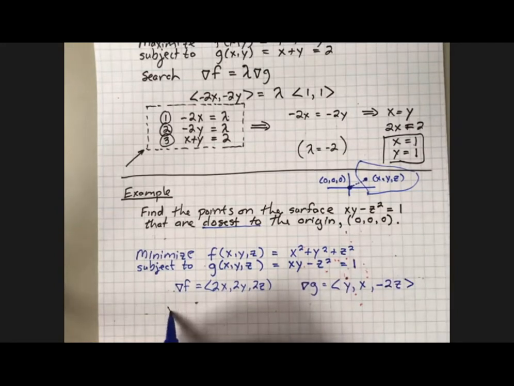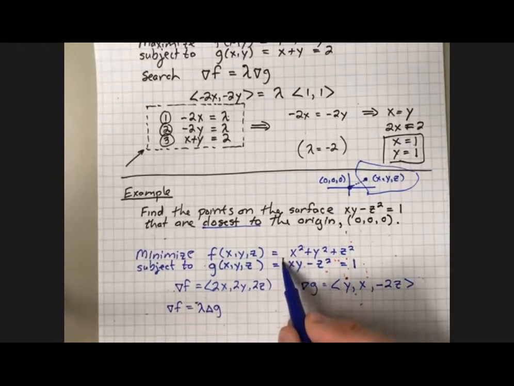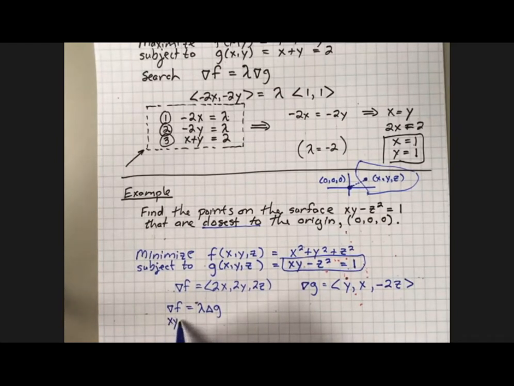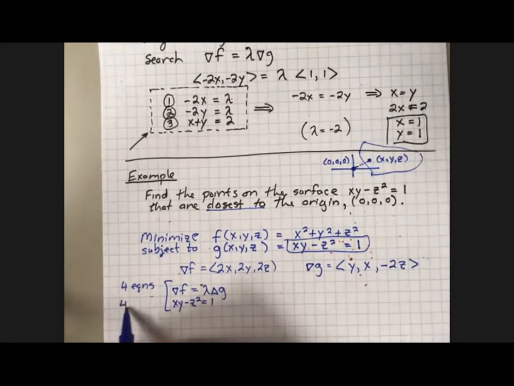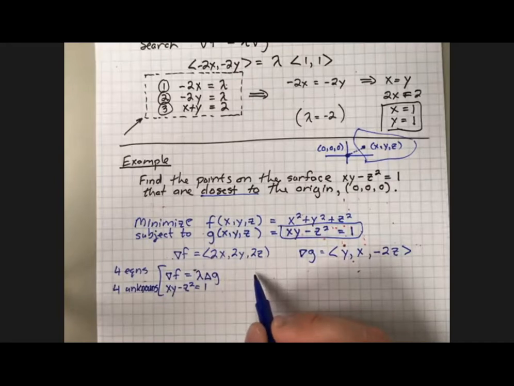And I want to write a system of equations with gradient of f equal to lambda gradient g. Notice that it'll give me three equations, but x, y, z, and lambda are four unknowns, so I need a fourth equation. The fourth equation, or the last equation, is always the constraint equation. So here are four equations and four unknowns. But this time, they will not be a linear system.